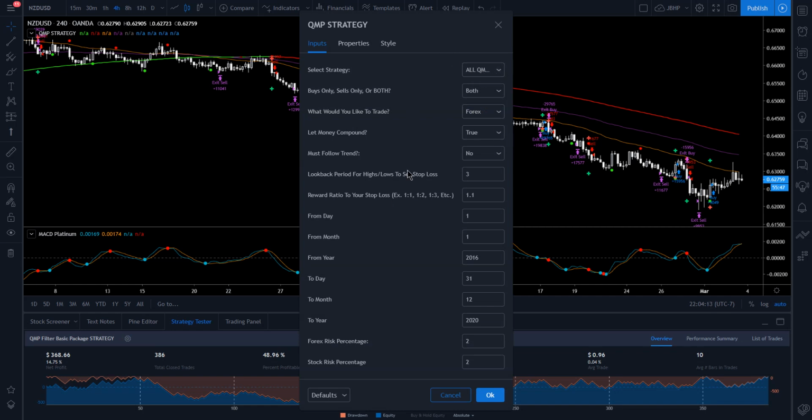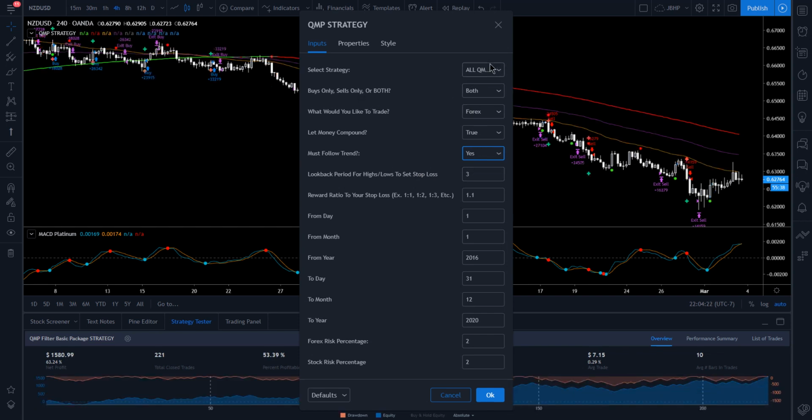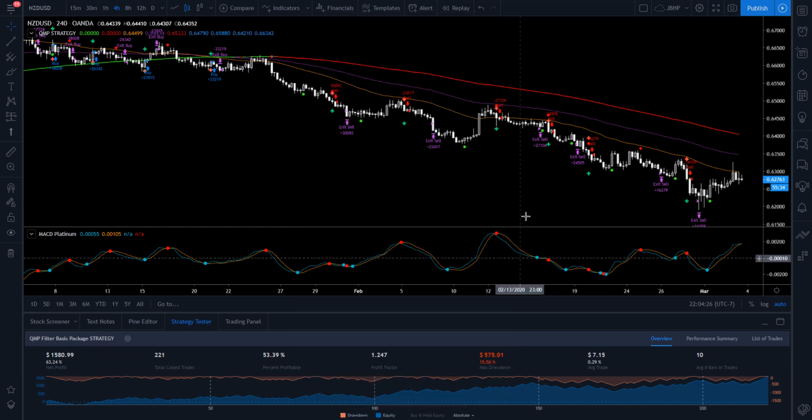I've done the hours and hours and hours per currency, finding out which is best. So for me, I'm gonna stay with the trend on the New Zealand dollar. Go with all the dots. Let my money compound. Looking back over 3 candles on a 1.1 to 1, and you're gonna see all of these are just profit.